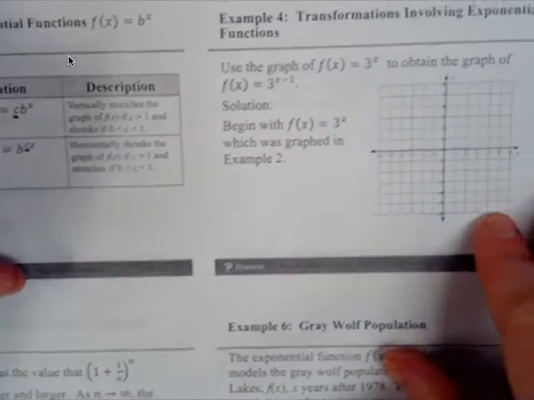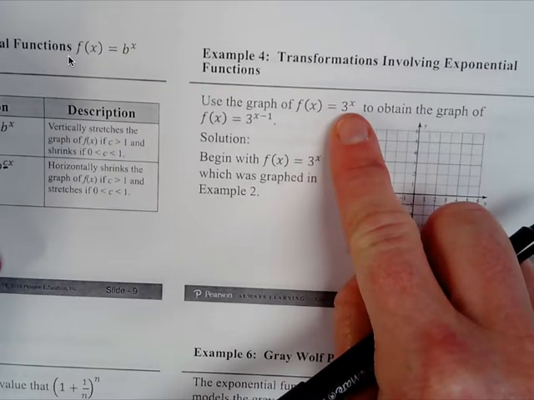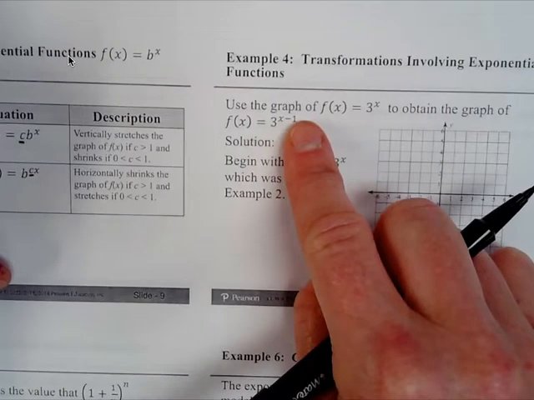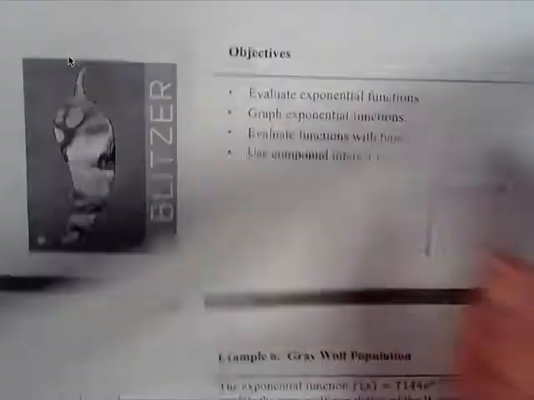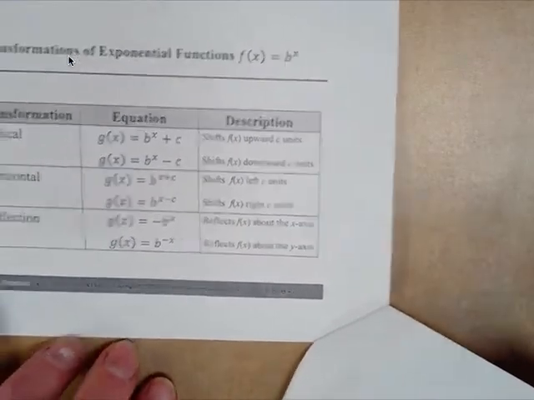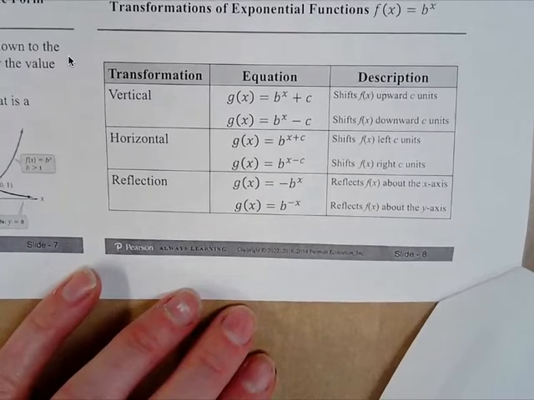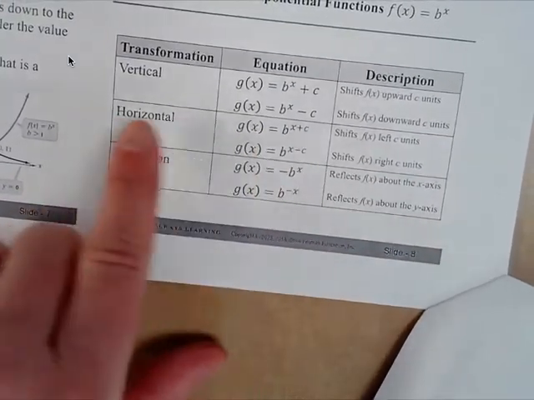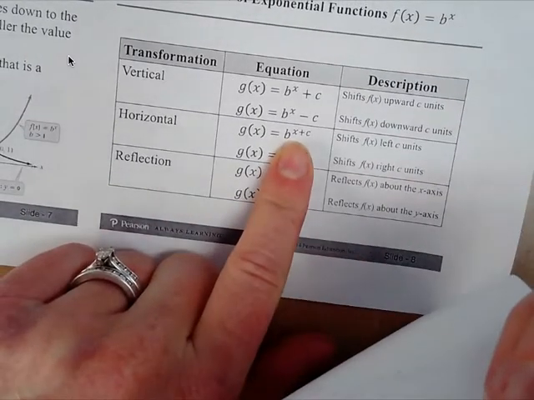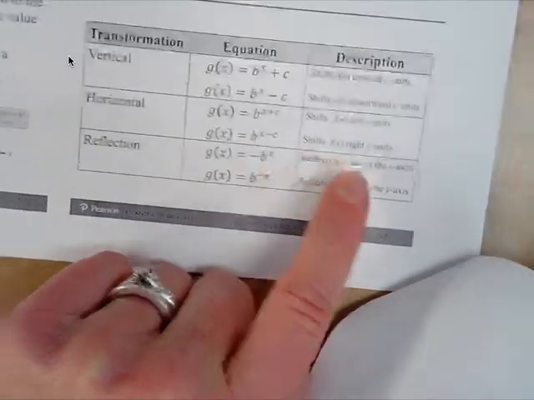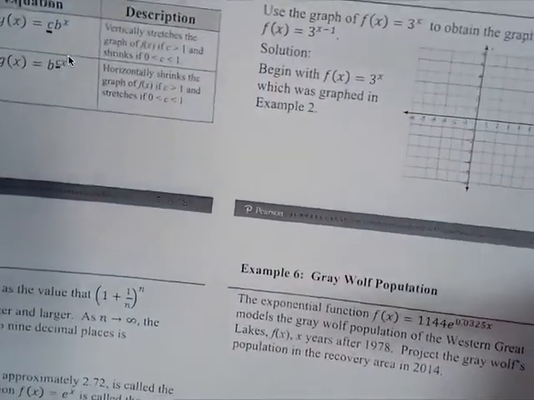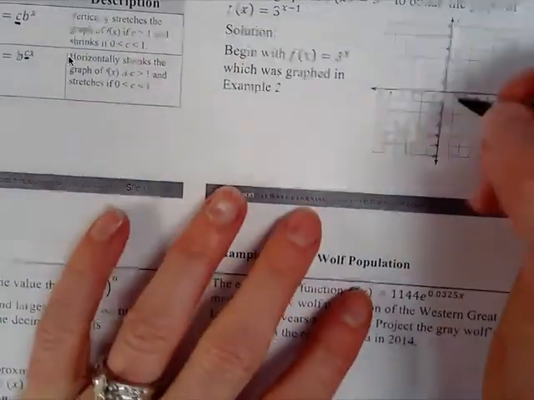So let's look at f of x equals 3 raised to the x and f of x equals 3 raised to the x minus 1. Let's look back at the transformations. What's being changed here is a horizontal transformation. It says plus or minus. It says minus 1. Minus 1 means it's going to shift right c units. So this is going to shift right 1 unit. But let's go ahead and graph them.